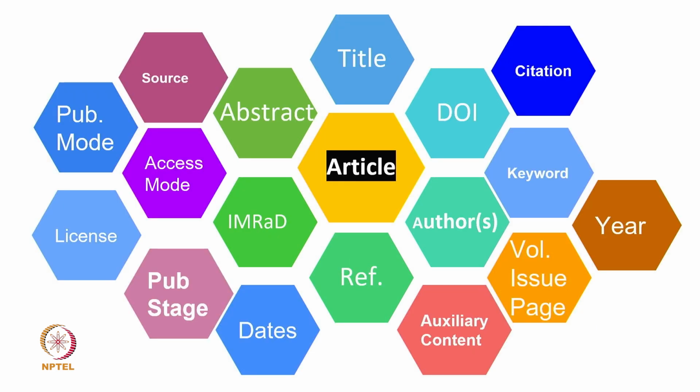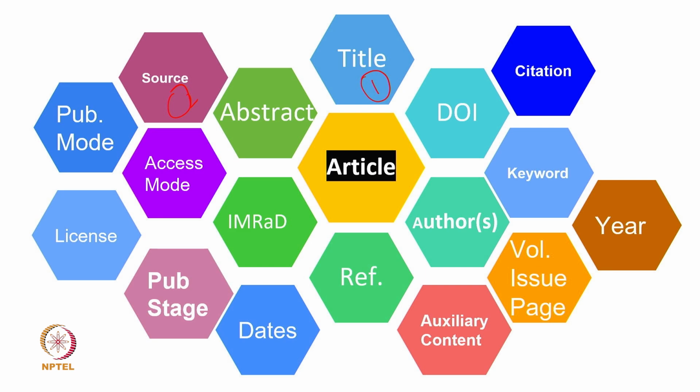An article is a document type that presents original research. The attributes of the article are shown on this screen. We'll go one by one through each of the attributes. The first attribute of the article is the title, which signifies the name of the research article. Then the second is the source: exactly where this article is published, whether in a journal, and which journal, or in some other source.